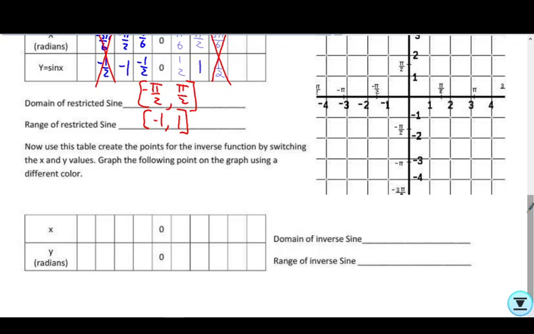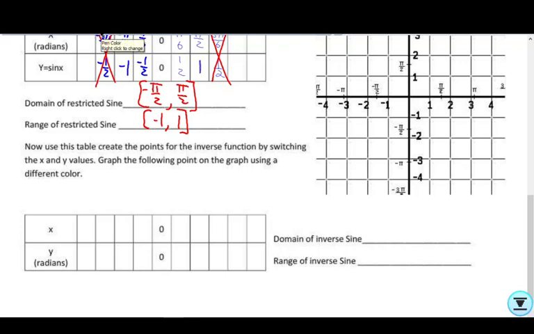Okay? So now what we're going to do is we're going to use this table and we're going to create the points for the inverse function. And if you remember, to create an inverse, you switch x and y. Well, that means you also switch domain and range. So that's what we're going to do. We're going to take the table above and switch it.